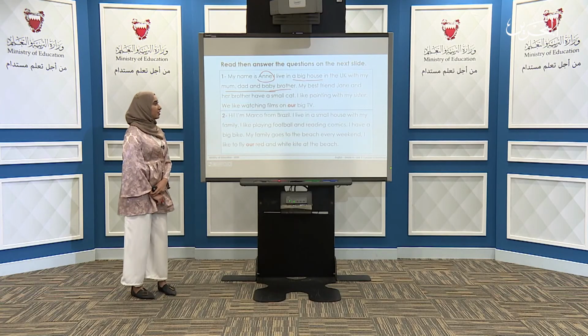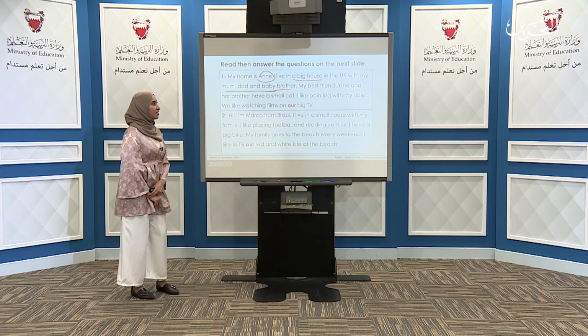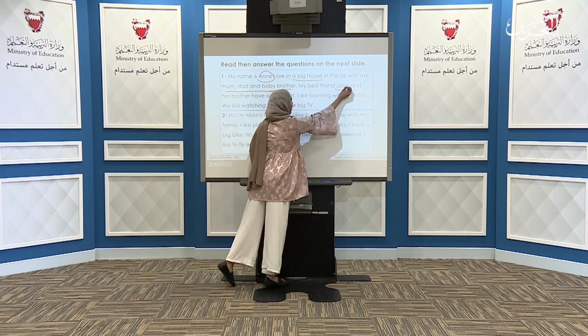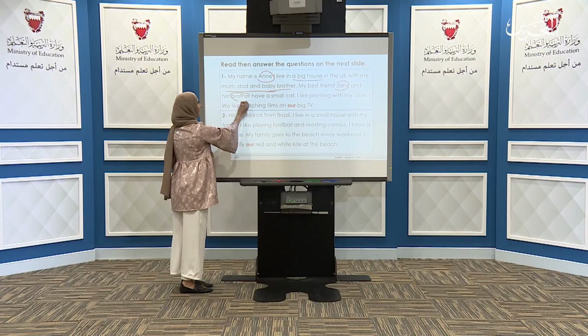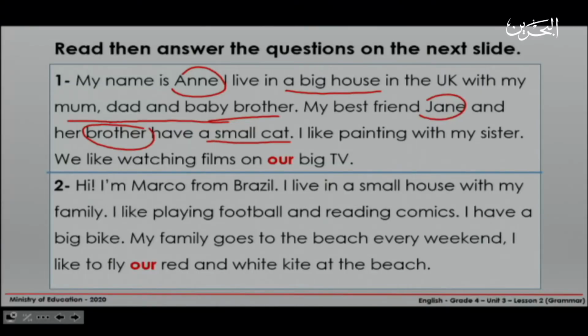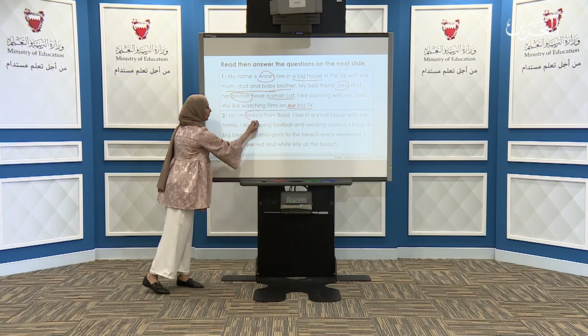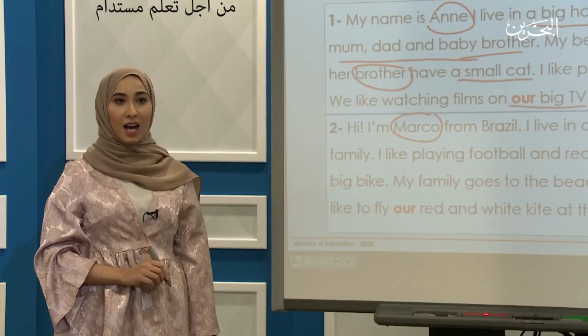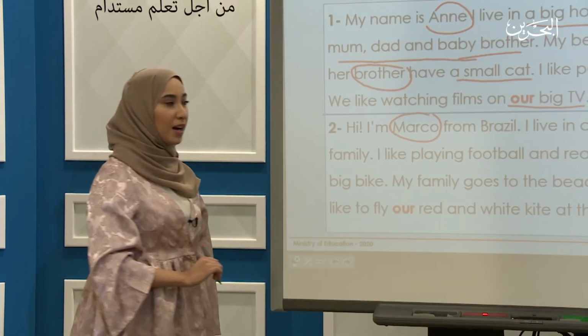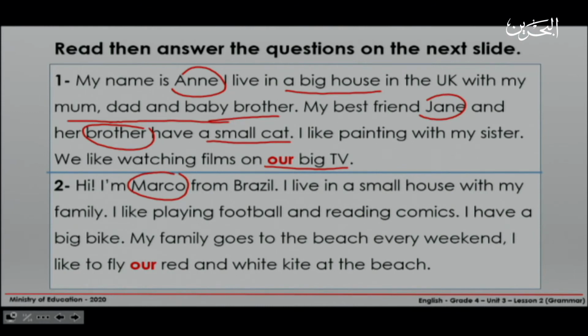My best friend Jane and her brother have a small cat. So Jane and her brother, they have a small cat. I like painting with my sister. We like watching films on our big TV. Number 2. Hi, I'm Marco from Brazil. I live in a small house with my family. So Marco and his family, they live in a small house.